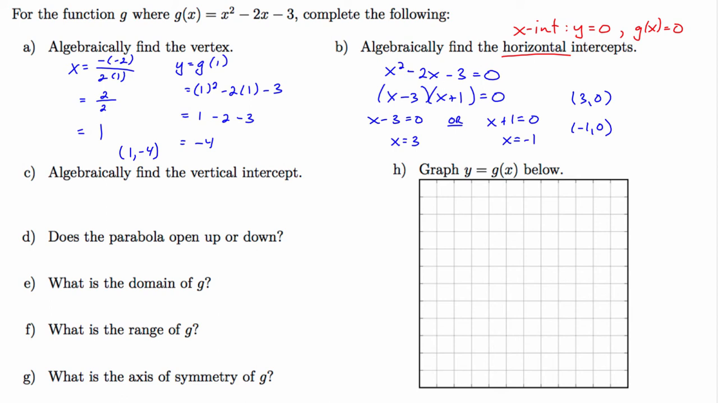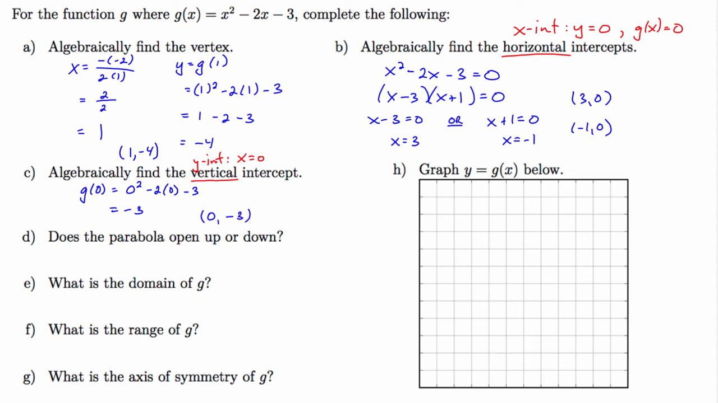In part C, we need to algebraically find the vertical intercept. Again, the vertical intercept is another way to say the y-intercept. And to find the y-intercept, we need to set the x-coordinate equal to 0. In terms of this function, we set x equal to 0 by evaluating g of 0. To evaluate g of 0, we substitute 0 in for all of the x's, and so g of 0 equals 0 squared minus 2 times 0 minus 3. The first two terms are actually equal to 0, so they cancel out and we're left with negative 3. So g of 0 equals negative 3, and we have the vertical intercept at the point 0, negative 3.